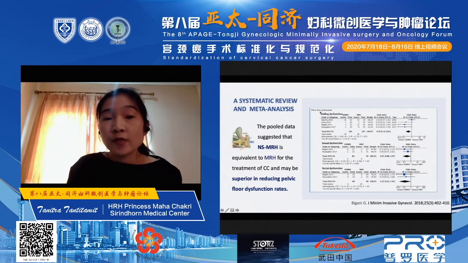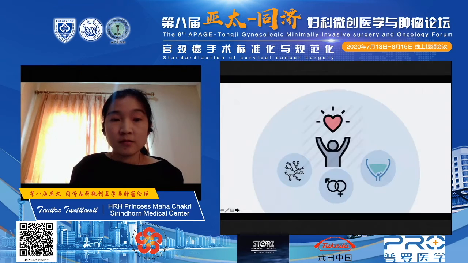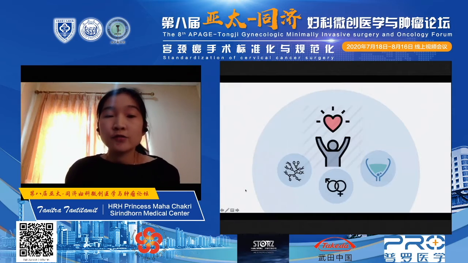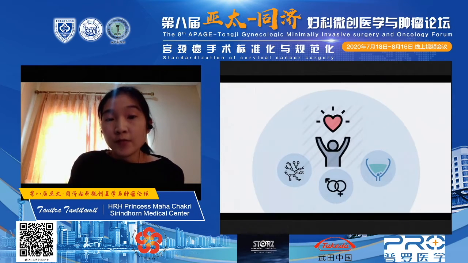The outcome of urinary dysfunction, this study focused on voiding dysfunction, sexual dysfunction, and rectal dysfunction. The results show the patients in the sparing group may be superior in reducing these complications. Now, I would like to focus on the complications that affect the quality of life of the patient.